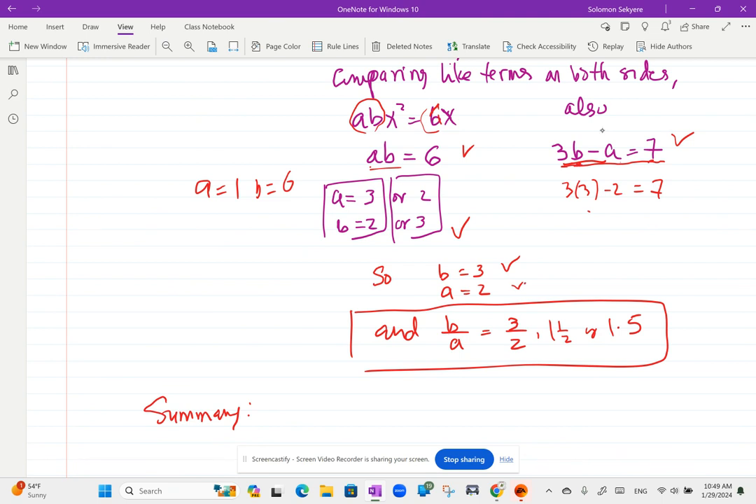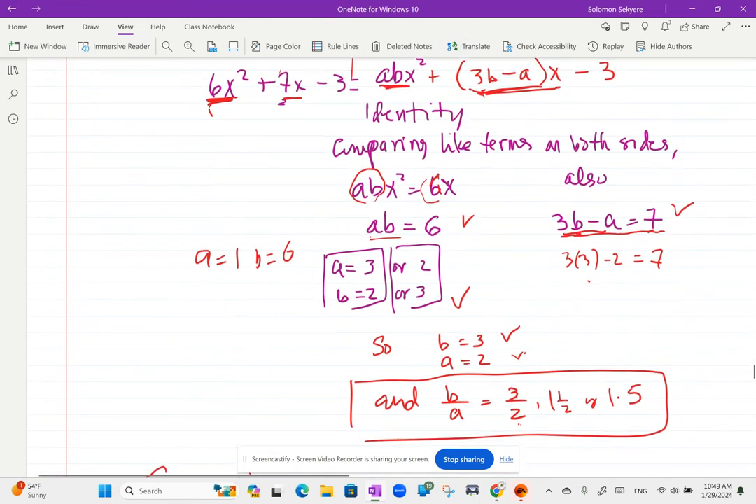So the question is, what is b over a? B over a is 3 over 2, or 1.5. That's your answer. Okay, so now what have we done, right?